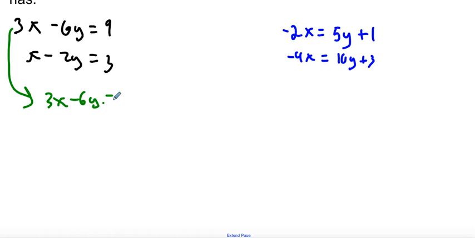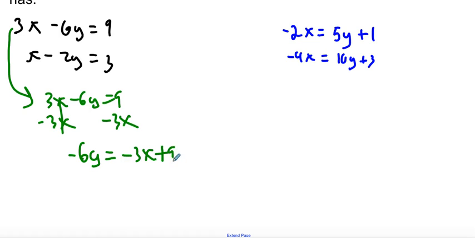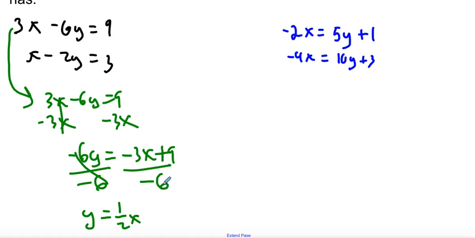3x minus 6y equals 9. We solve for y, so I'm going to subtract 3x on both sides, and I get negative 6y is equal to negative 3x plus 9. Then I'm going to divide everything by negative 6. So y is equal to negative 3 over 6, which is just 1/2 x, and 9 over negative 6 is negative 3/2.